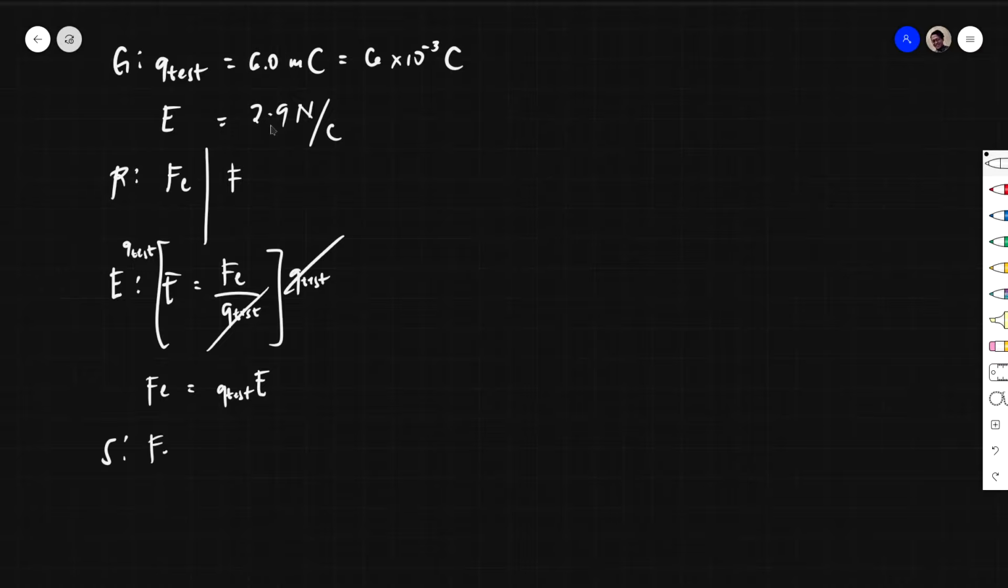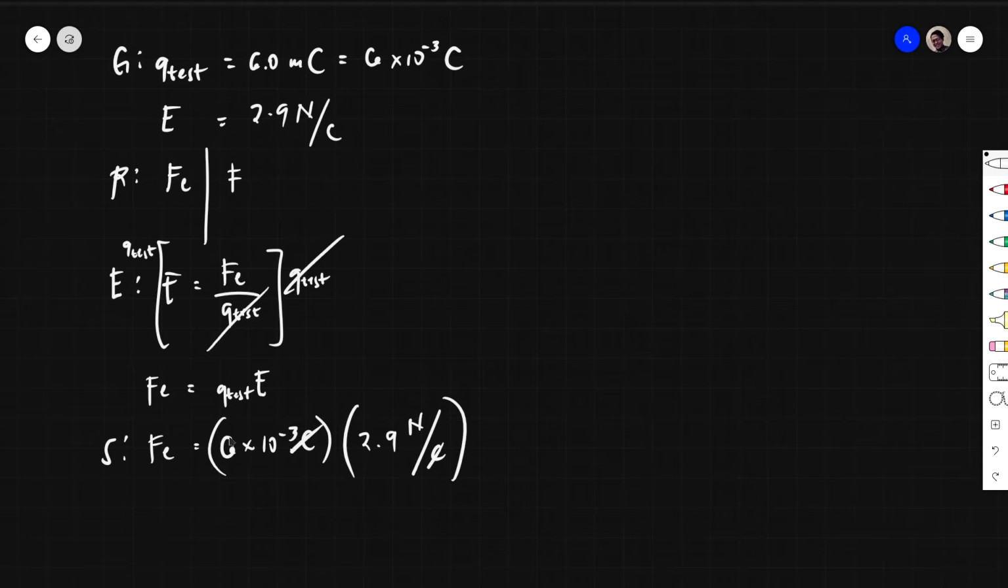So electric force equal to, what's our charge? Actually it's already in the given. So 6 times 10 raised to negative 3 coulombs multiplied by 2.9 newtons per coulomb. Okay, so cancel this. Alright, so what's the answer? Very obvious, right? The unit for this will be, of course, in newtons.